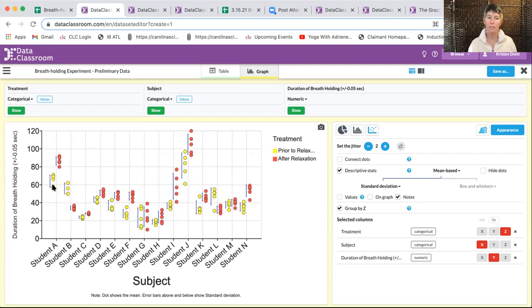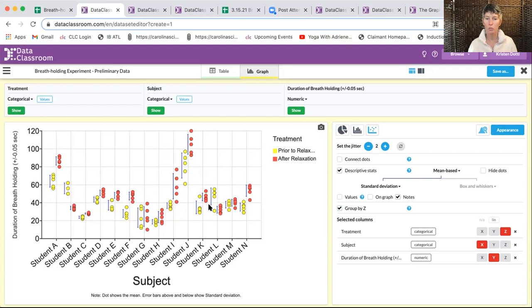So with student A, they had a longer breath holding capacity after relaxing, but student B had the opposite. Student C, it went to a longer duration. D, E, F all went up in duration, but G seemed to stay about the same, with about the same standard deviation. So the error for these points could be really predicted to be anywhere for student G, and not likely to go in one direction or the other.